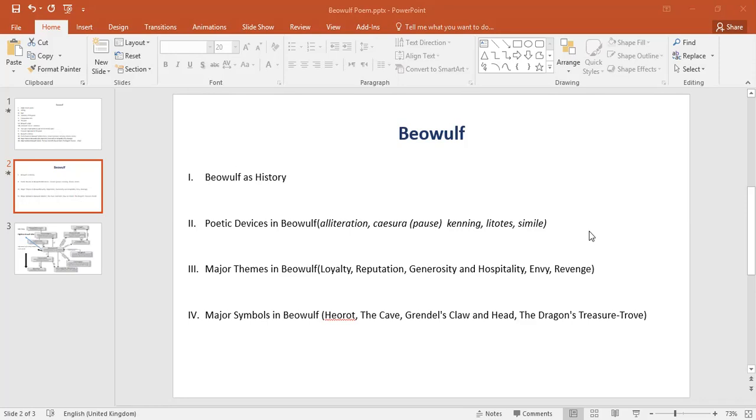My fourth target in this lecture is to discuss the different symbols, like Heorot, the place built by King Hrothgar for feasts, or when they wanted to celebrate their festivals, so they built a castle in which they celebrated different feasts. What does this Heorot symbolize? The second is the cave, and the third is Grendel's claw and head, and the dragon's treasure trove. So these are the targets which we will cover in this lecture.